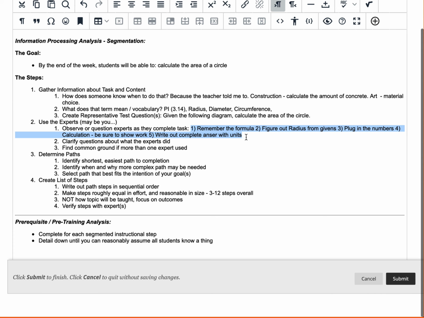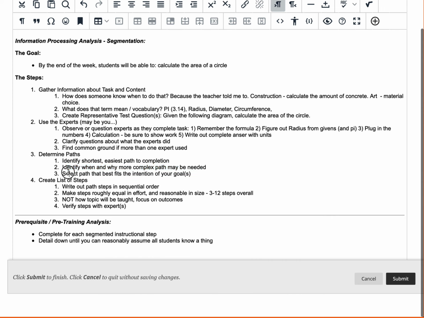Show that you know the formula, figure out the radius. I mean, actually, I guess there is another one in here. Figure out radius. I'll just also put here pi, because that's something they would need to plug in. And then you put those numbers into the formula, and then you do the calculations in the correct order, and then you write out your answer. So I think with this particular task, there's probably not a more complex method. And I don't know that even if there was, there would be a reason that you would need a more complex way to do this.